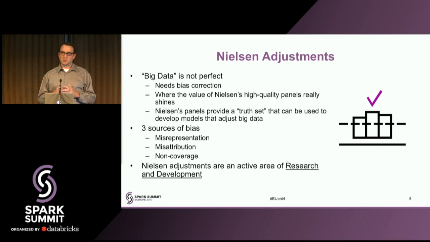So we have three main sources of bias that we correct for. The first is misrepresentation. So that's people that may self-report an age that's different than what their actual age is.